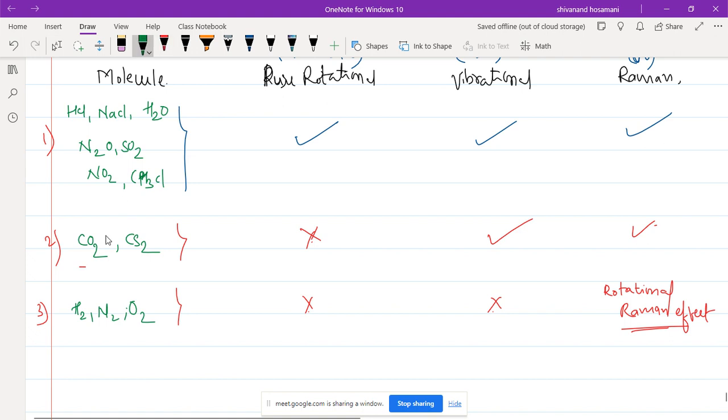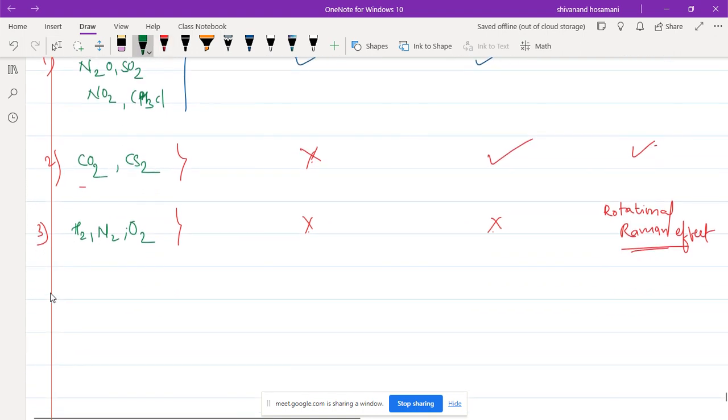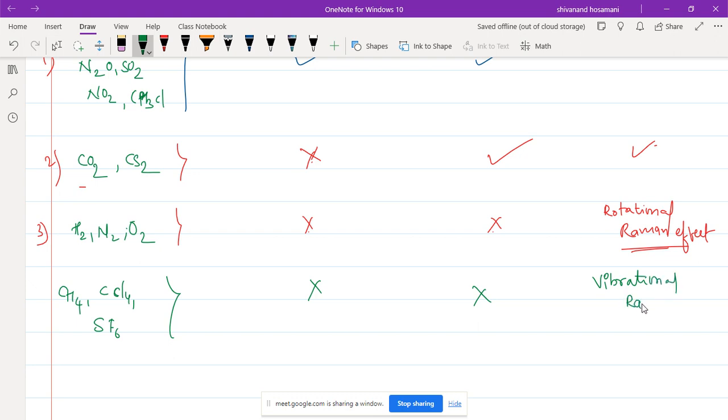Next set is the fourth set: CH4, then carbon chloride, then CCl4, the next is sulfur fluoride. So all these molecules are inactive here. These are vibrational Raman active. So not rotational Raman, but vibrational Raman effect they show.